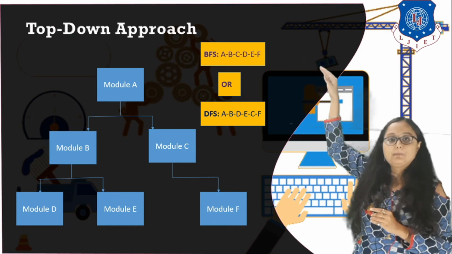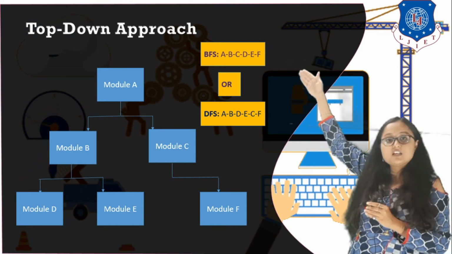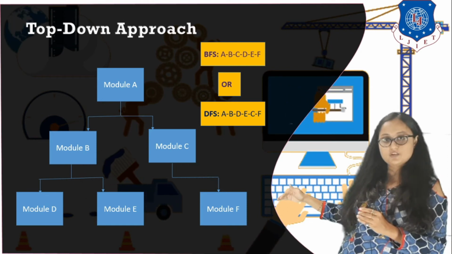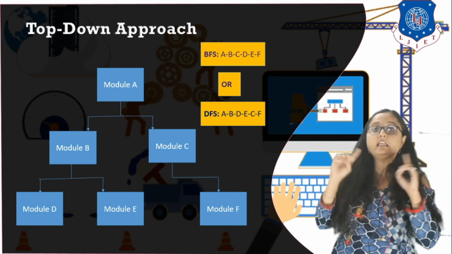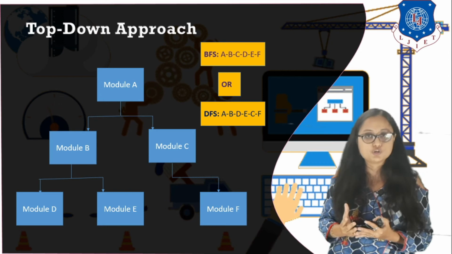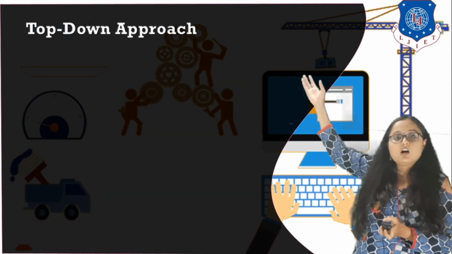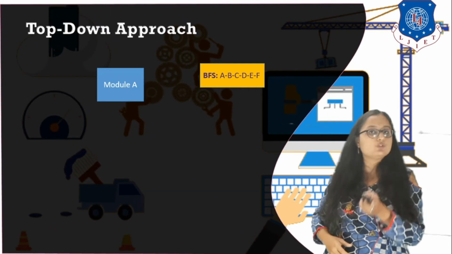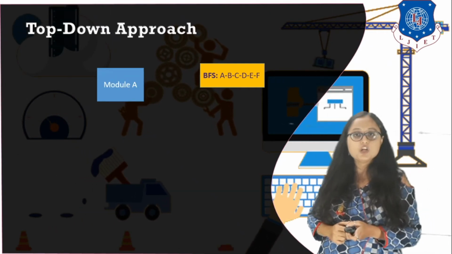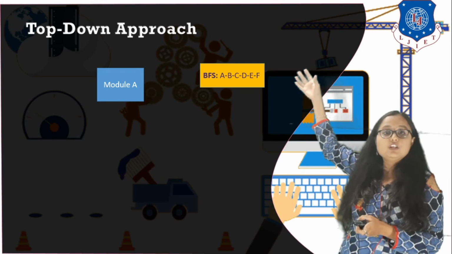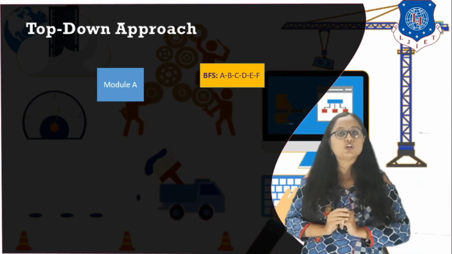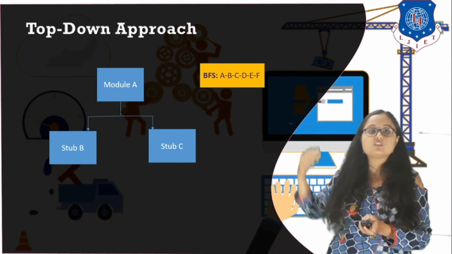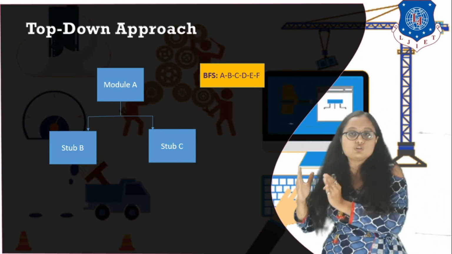But you can apply these, that is BFS or DFS, in your top down integration approach, where you are integrating only some of the modules, right? So let us see the BFS approach, and you can try DFS on your own. For the BFS approach, we know that we have already completed module A, right? So module A was dependent on how many modules? It was dependent on two modules, module B and module C.